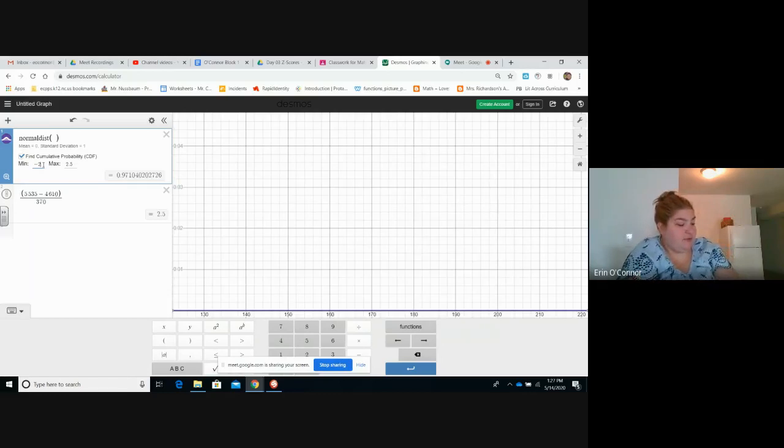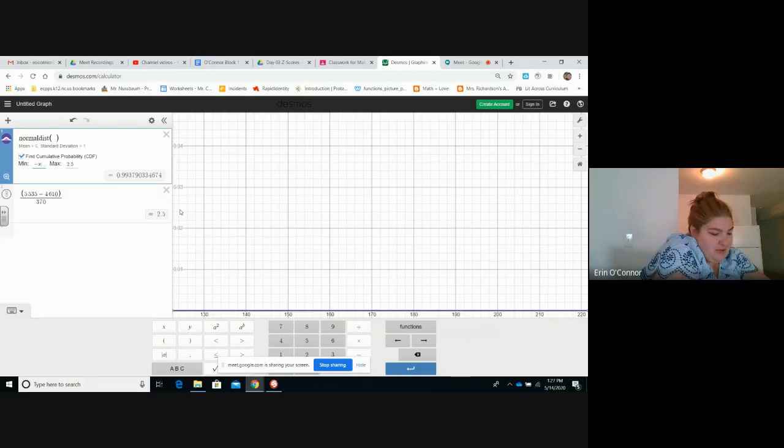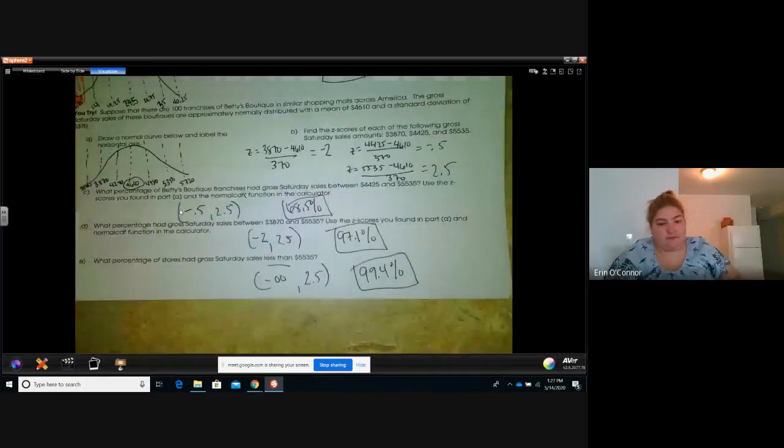Okay, last one. What percentage of stores had gross Saturday sales less than 5535? So less than 2.5. So 2.5 is the high. Negative infinity is the low. And it's 99.4%. It helps to show the domains that you're doing.